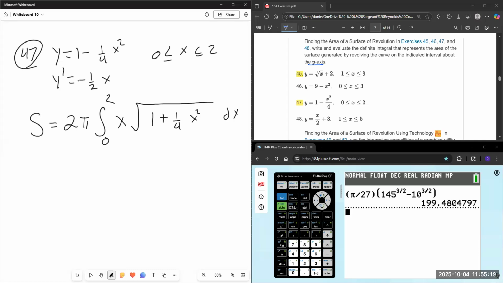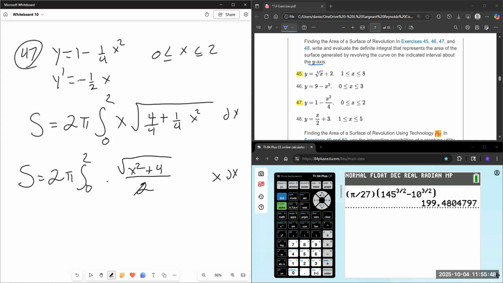So I'm going to make this 1 equal to 4 over 4. And capital S is 2 pi, 0 to 2. Put my x over here with my dx where I think it's going to belong. And this is going to be x squared plus 4 over root 4. Let me make it clear that the square root is just in the top. So root 4 is 2. This 2 cancels with that 2. And capital S is equal to pi, 0 to 2 of root x squared plus 4 times x dx.